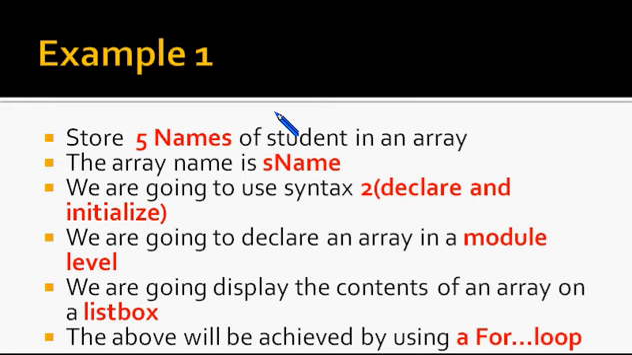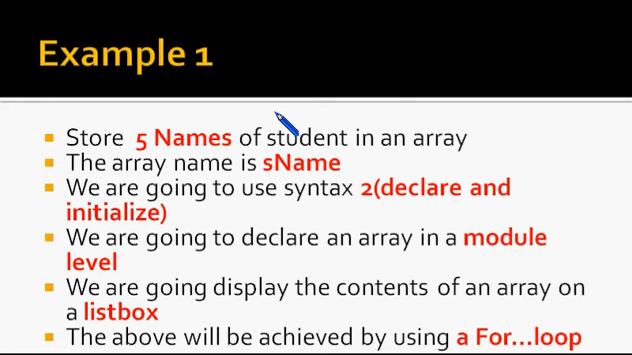Now let me repeat. We're going to store 5 names of students in an array. The array name is name. We are going to use syntax number 2, declare and initialize. We are going to declare an array at module level. We are going to display the contents of the array in a list box. The above will be achieved by using a for loop statement.